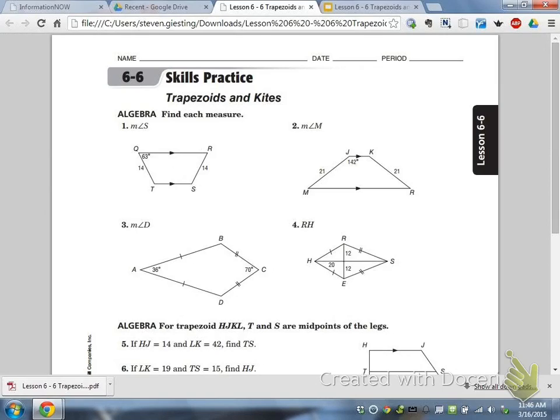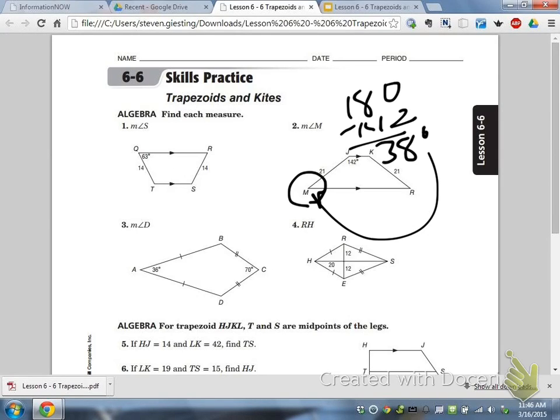What about number 2? A equals 38. Cat is 142 and R is also 38. Very good. How much is angle M? 180 minus 142. They are supplementary. Thus, they're 38. R equals 38 because the legs are congruent, which means the angles on each base are congruent. So this is also 142 up here. Very good.